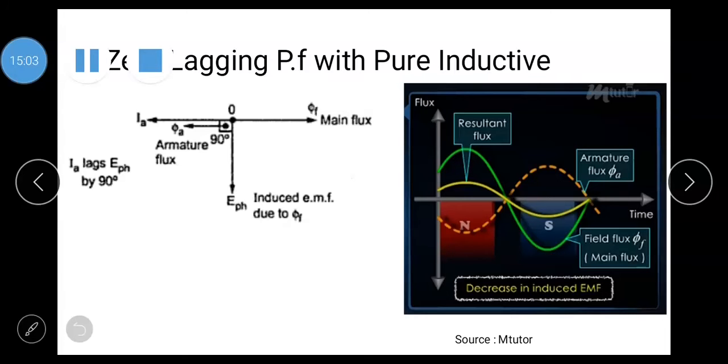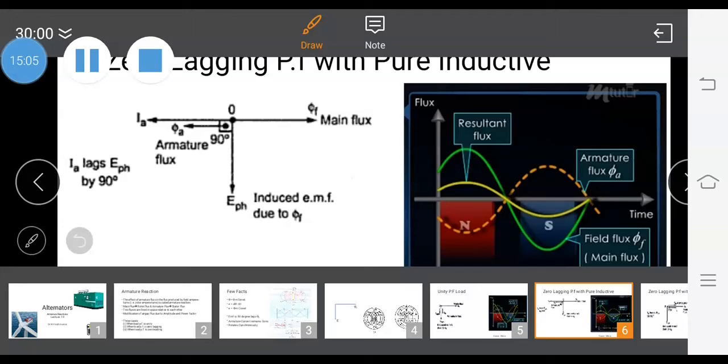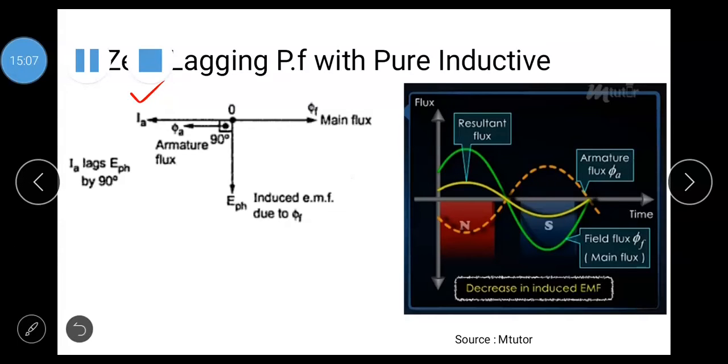You see here, especially in the armature current, the current and voltage will always have a 90-degree phase shift. So if it is lagging, the current will lag the induced EMF by 90 degrees. As I told earlier, the current direction and the flux direction will be the same, because the current is the cause of the armature flux. So the armature flux also lags by 90 degrees here. That is the direction of armature flux.